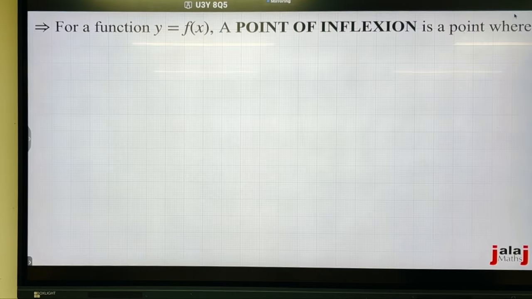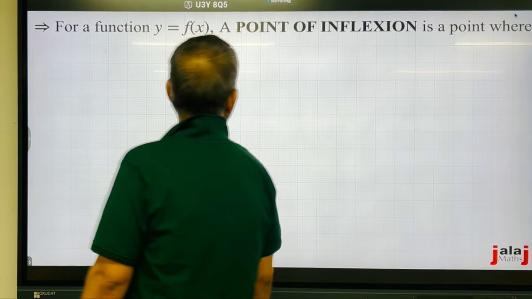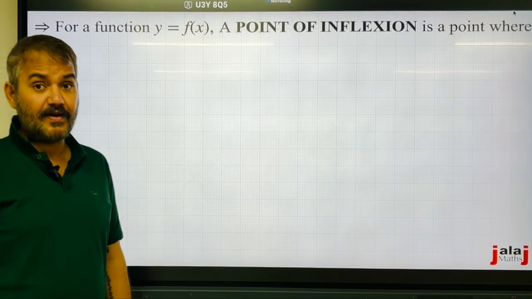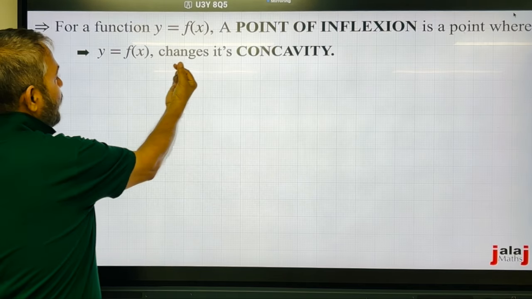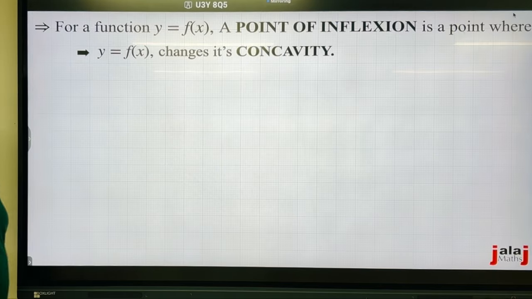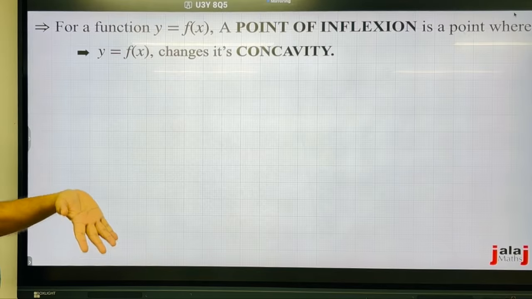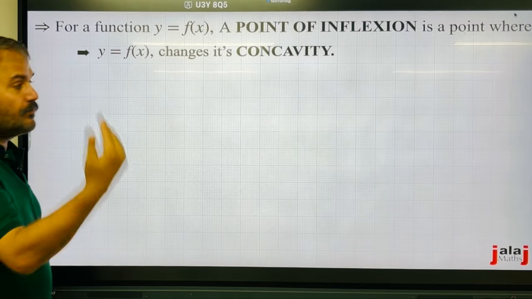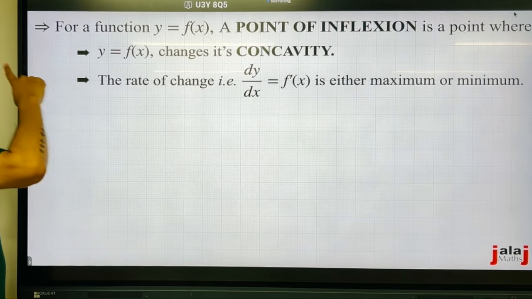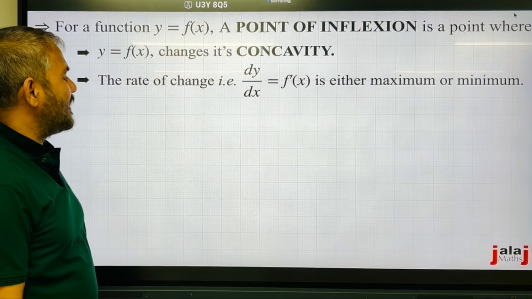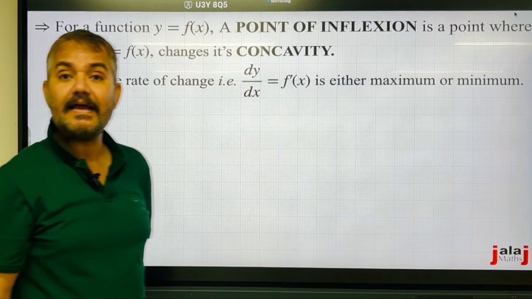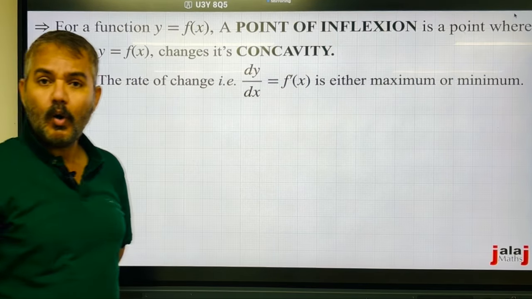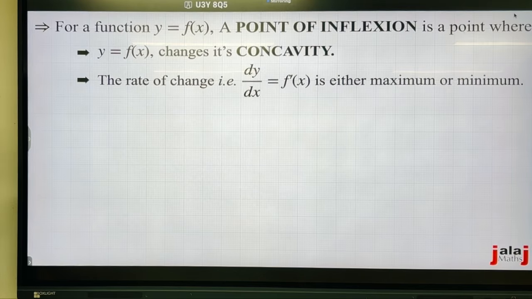For a function y is equal to f(x), a point of inflection is a point where what all happens? Number one, y is equal to f(x) changes its concavity. If it is concave up, it turns to concave down. If it is concave down, it changes to concave up. The second thing is the rate of change, that is dy by dx or f prime x, either takes a maximum value or it takes a minimum value.